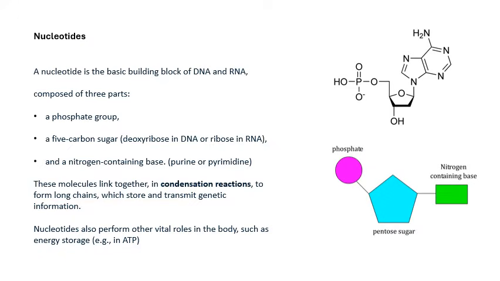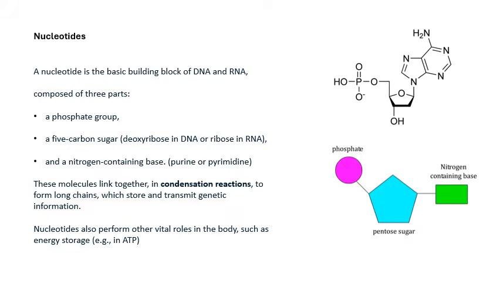Now, nucleotides, if you look at the diagram, you've got the complicated chemistry looking diagram, and then you've got the one that we will use, simple to understand. Looks a little bit like ATP, doesn't it? So you've got a single phosphate group, you've got a pentose sugar, and then you've got a nitrogen containing base. So a base which contains nitrogen.